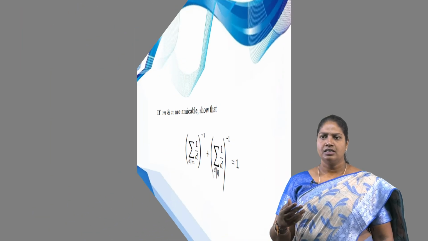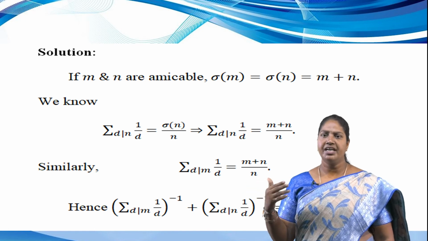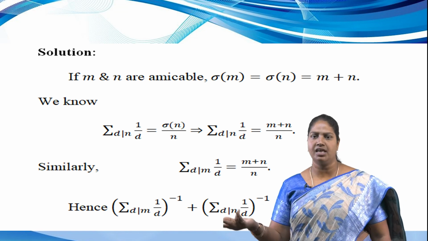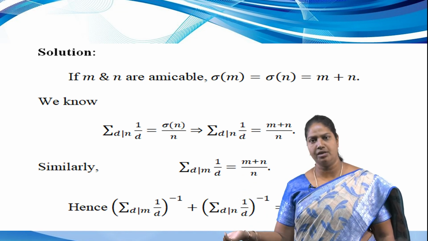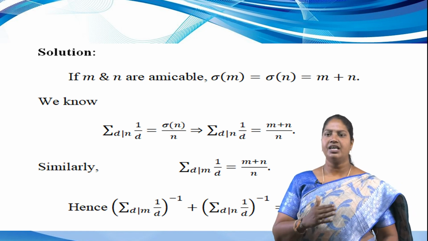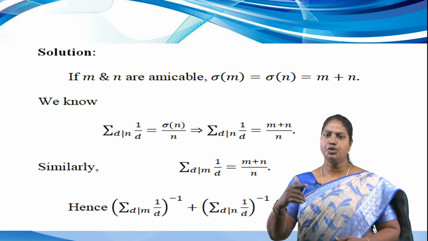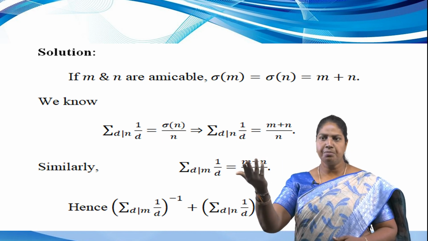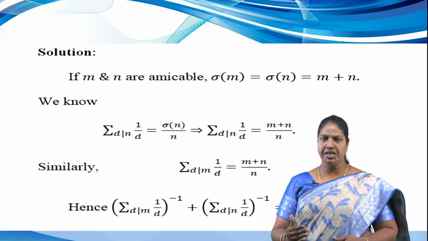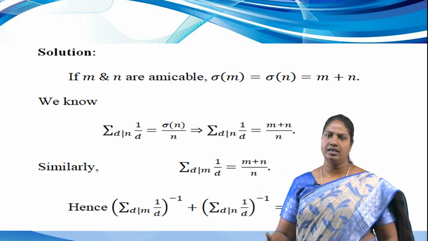So next, if m and n are amicable numbers, then sigma of m is equal to sigma of n is equal to m plus n, according to the definition of amicable numbers. And also we know that the summation of 1 by d, where d is a divisor of n, is nothing but sigma of n by n. Now we substitute sigma of n by m plus n. Then this summation of 1 by d, where d is a divisor of n, is nothing but m plus n by n.